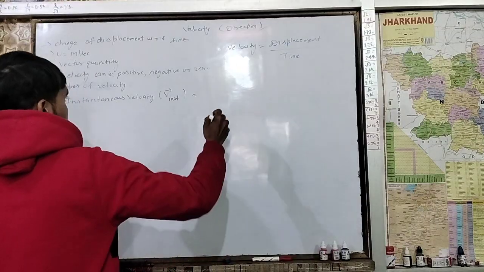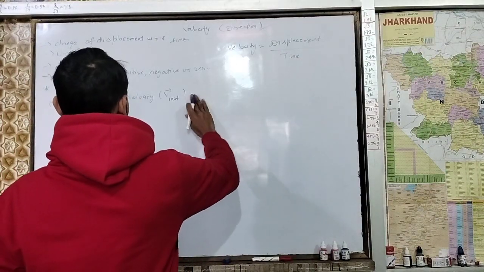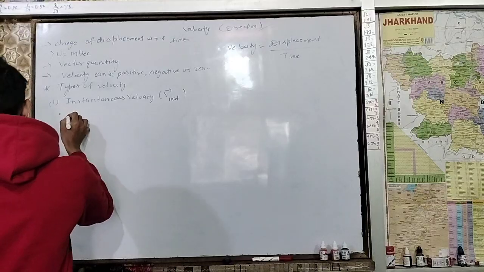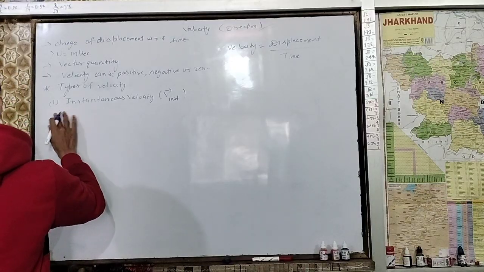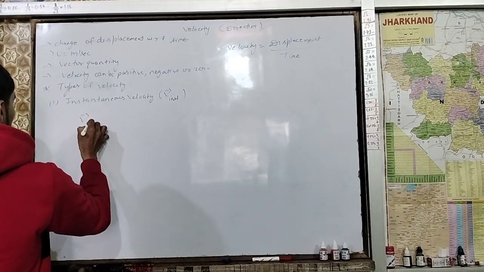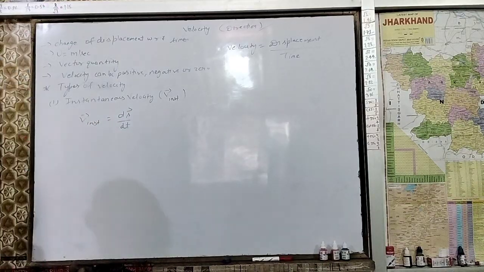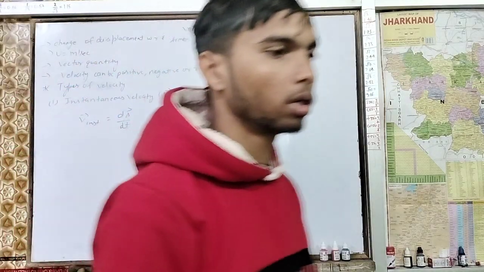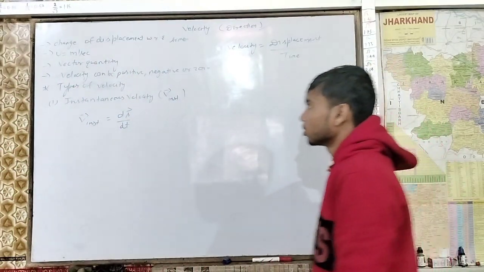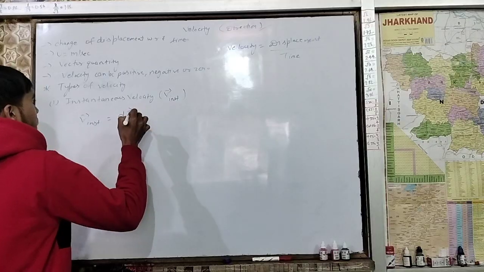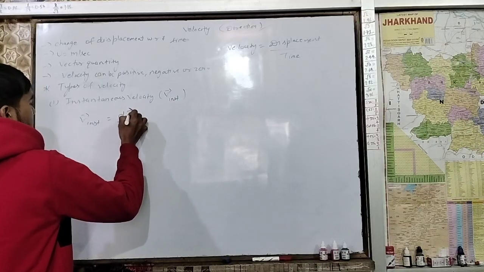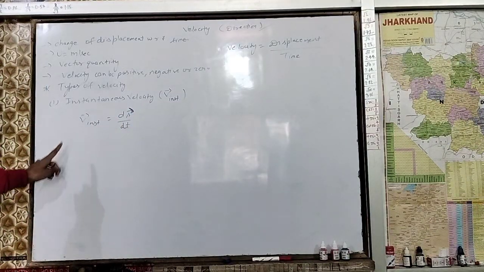So the formula for instant will be ds upon dt. Remember, time is not a vector quantity. Here we are representing displacement as s. Remember, s is for displacement. So instantaneous velocity will become ds upon dt, where s is the displacement.